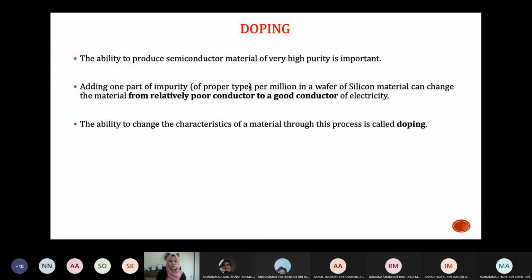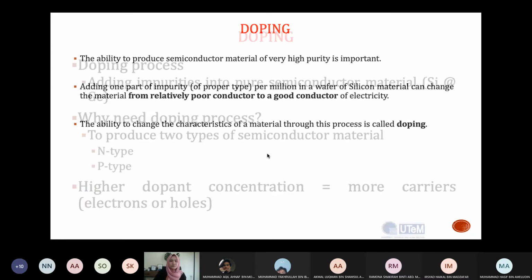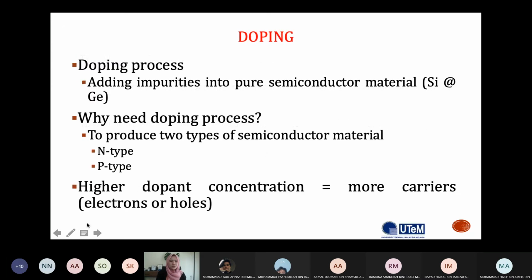The doping process is adding impurities into a pure semiconductor. Why do we need doping? Because we want to produce N-type semiconductor and P-type semiconductor.